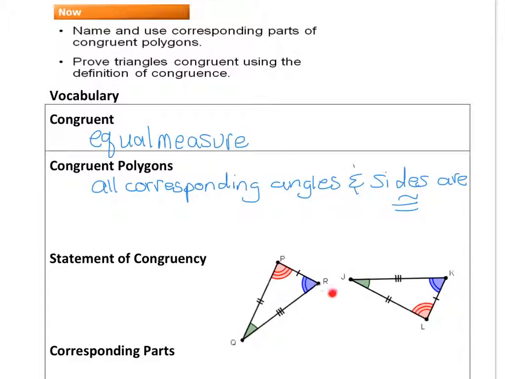So, we've got two triangles here. We have PRQ and we have KLJ, and we've got angles and segments that are being marked congruent. So we often use the angles to kind of get our bearings.